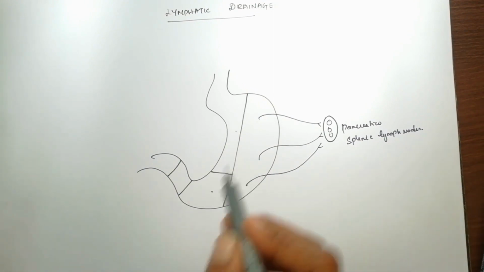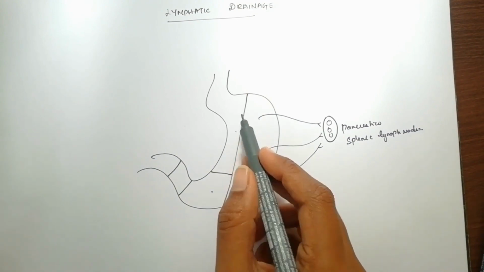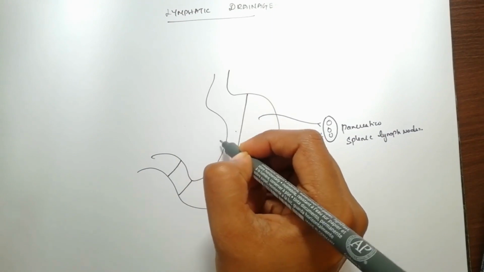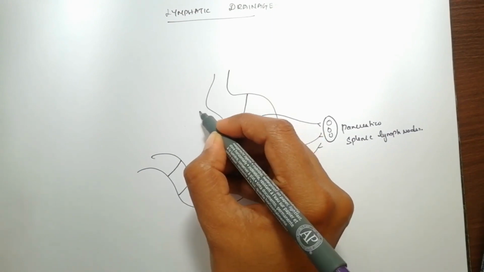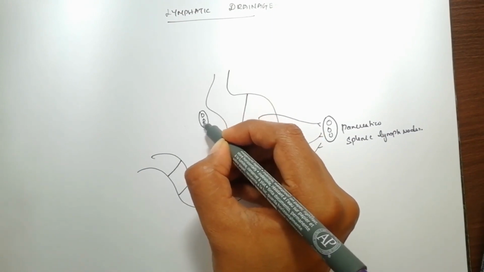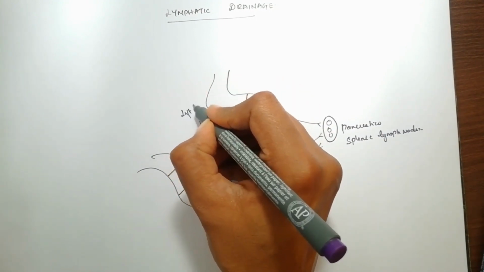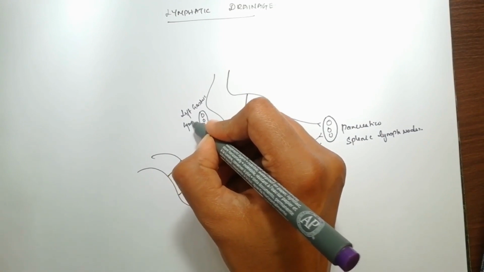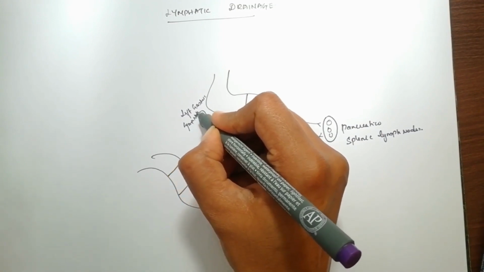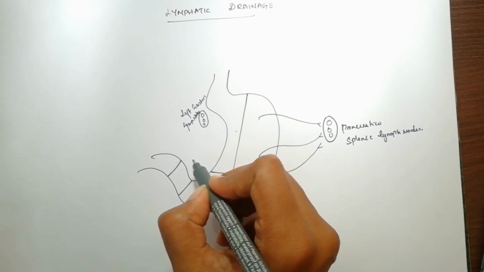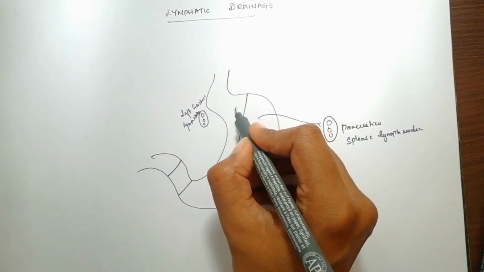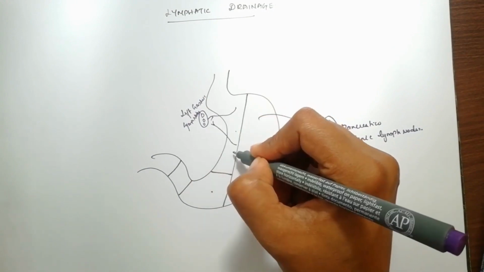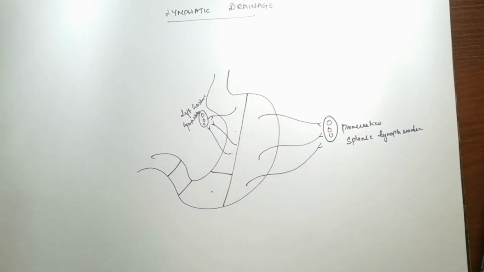And coming to the right half, we have got upper 2/3. So the upper 2/3 part is getting drained into, here we have got left gastric artery. Relating to the left gastric, we have got left gastric lymph nodes. So whole of the upper 2/3 is getting drained into left gastric lymph nodes.